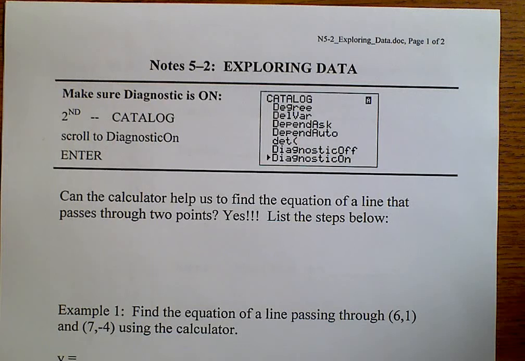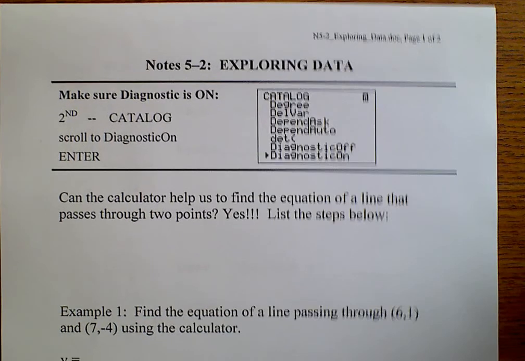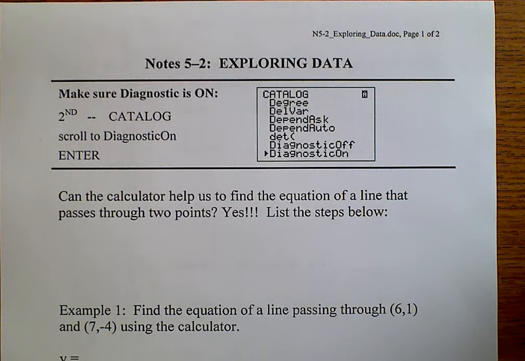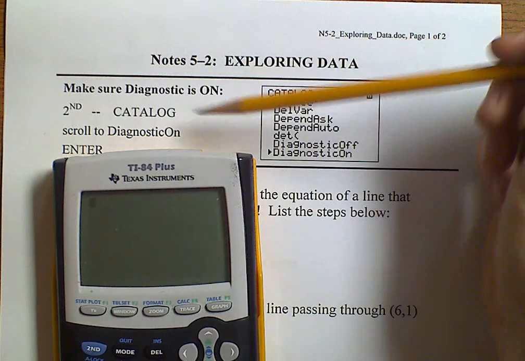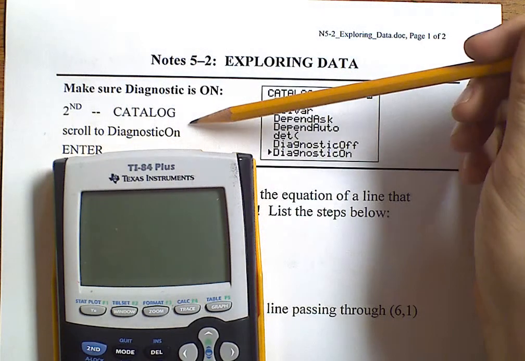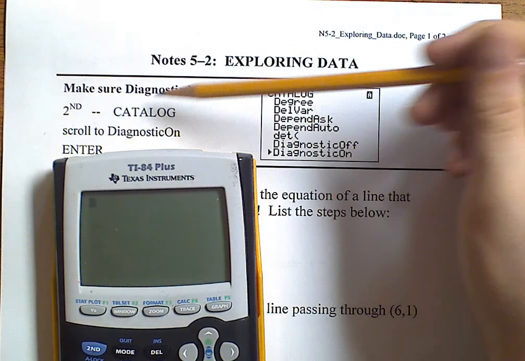Hello, this is Math Models, Notes 5-2 on exploring data. So what we're going to do is we're going to be exploring some information about lines. The first thing I want to do to make sure that we get the full information about our lines is we need to turn our diagnostics on. So to do that, we need to do second catalog.